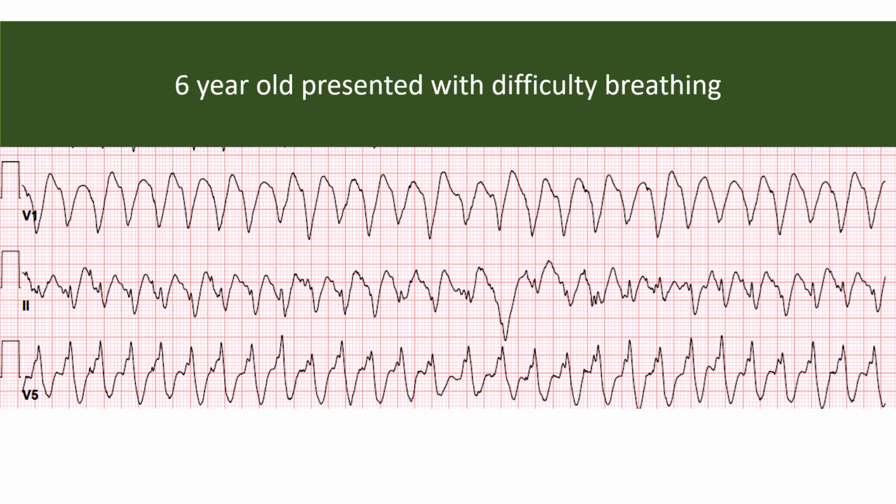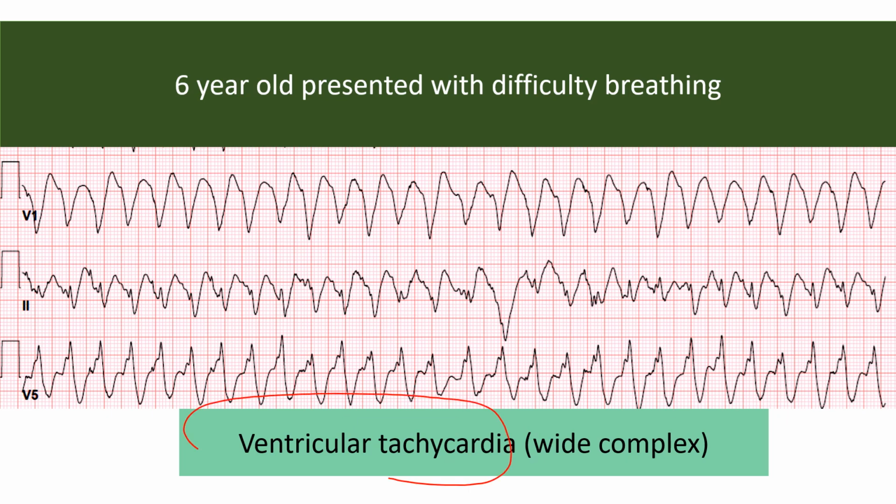A 6-year-old presented with difficulty breathing. The EKG is showing bizarre QRS complexes and a very fast heartbeat. What is the most likely diagnosis? Ventricular tachycardia: fast heartbeat and wide, bizarre QRS complexes.